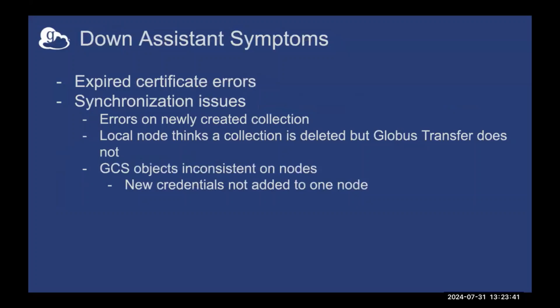Okay, so when it's down, what happens? Well, a common one and an interesting one that shows some of this functionality is the expired certificate error. If Globus Assistant is down for a long time, eventually you're going to see certificate errors. This does come up. The other thing that happens is you'll see other synchronization issues, like I mentioned with the credentials. So if you add credentials and Globus Assistant is down on one node, the credentials will be replicated out to all the other ones, but one of them won't have it.